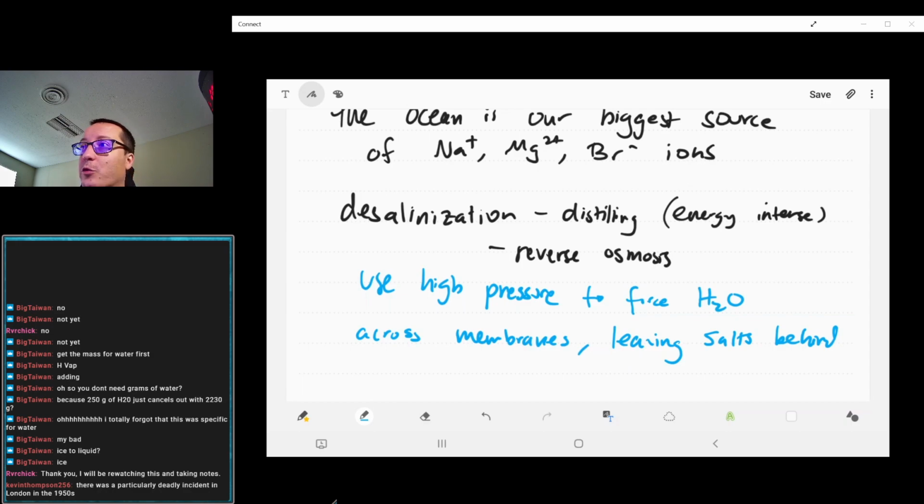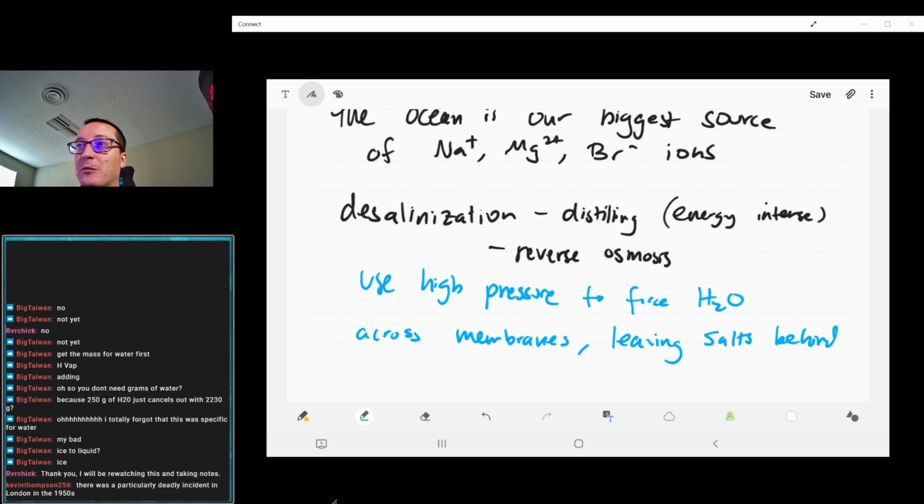And so, of course, having the equipment to make this high pressure, as well as the membranes, which eventually do need replacing every so often, it can be fairly costly as well. But it's more efficient than distillation is.